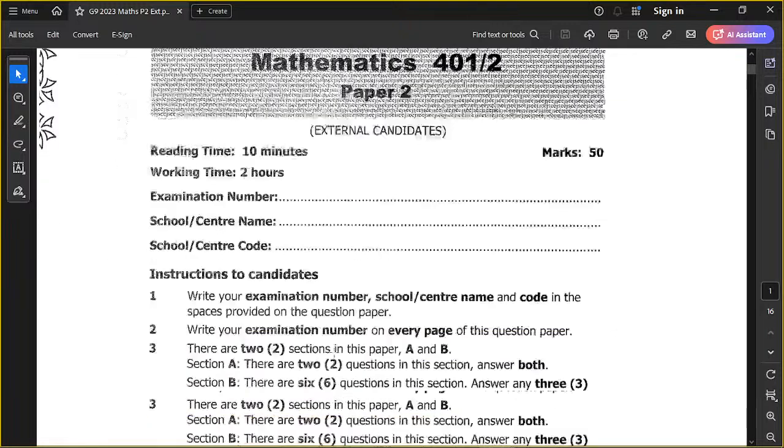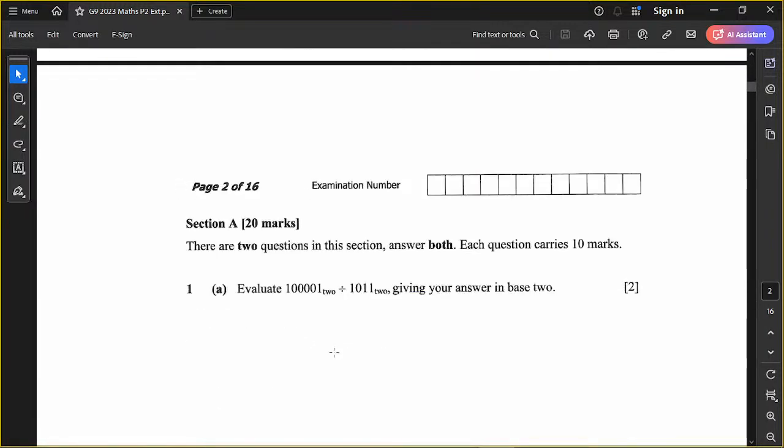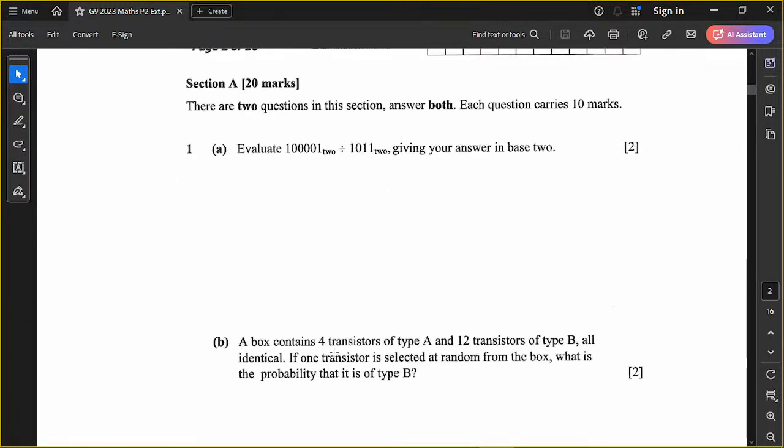Okay, so question number 1 in this paper was as follows. First of all, we're starting with section A, which has got 20 marks, and there are two questions which both need to be answered, and each question has got 10 marks. So I'm going to show you how you solve these questions if they came in an exam. With that being said, let's go to question number 1.